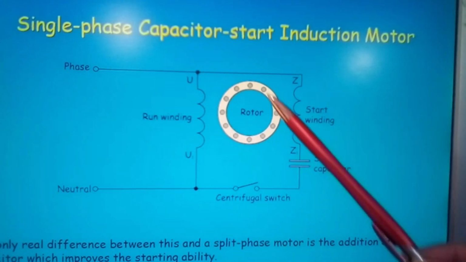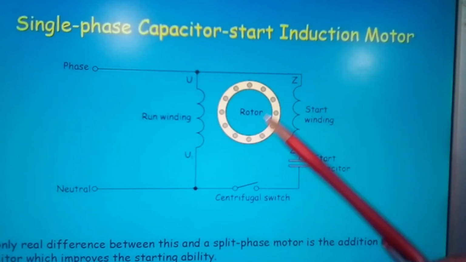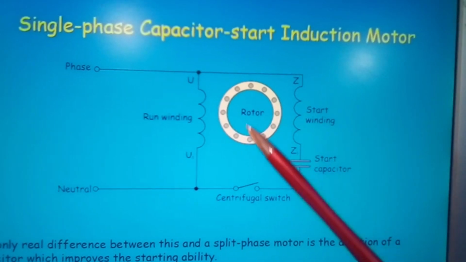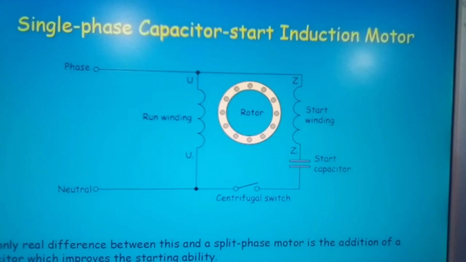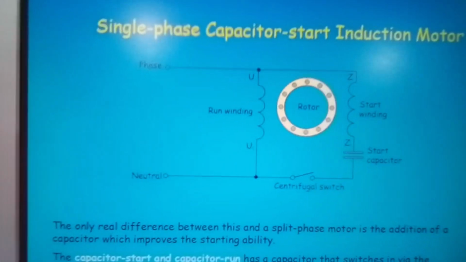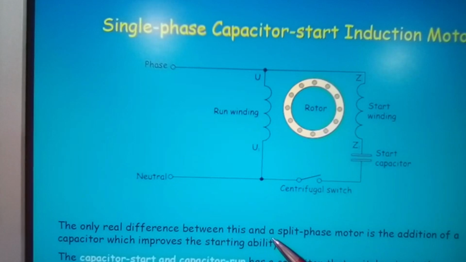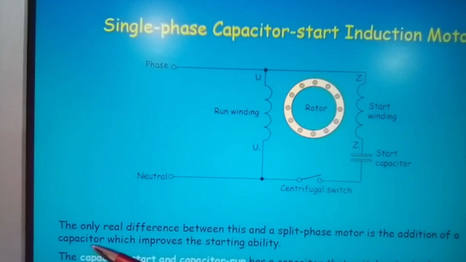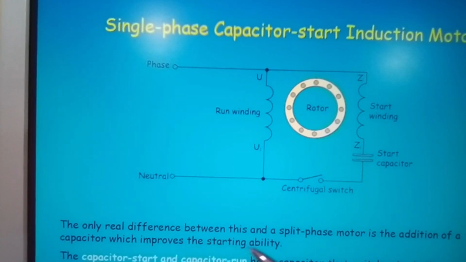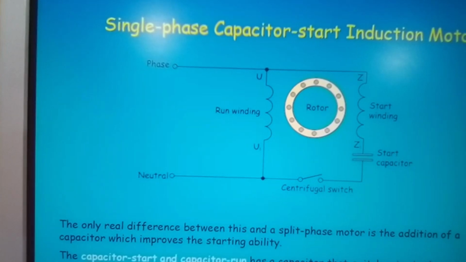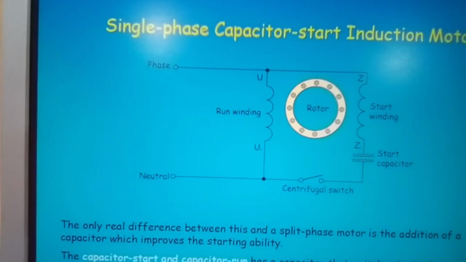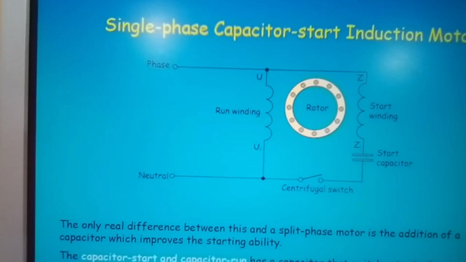And you should know by now what this is and how this works. Right now, the only real difference between this and a split phase motor is the addition of a capacitor, which improves the starting ability. The capacitor start and capacitor run has a capacitor that switches in via the centrifugal switch when the motor has reached a certain speed.